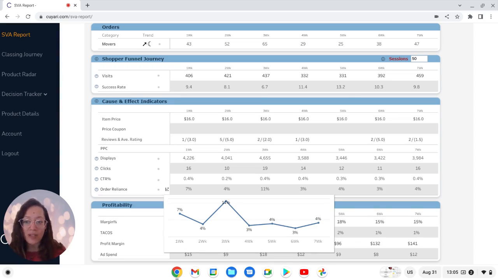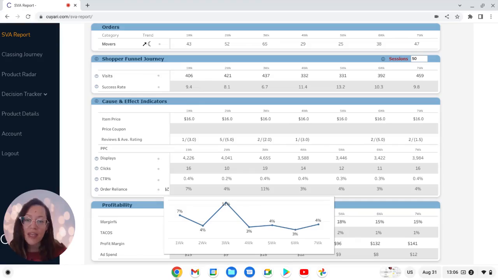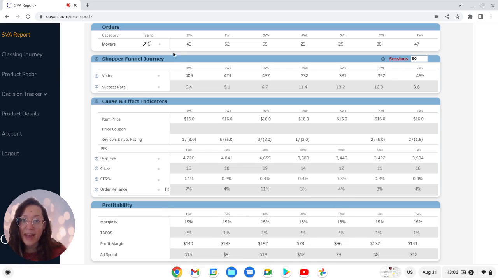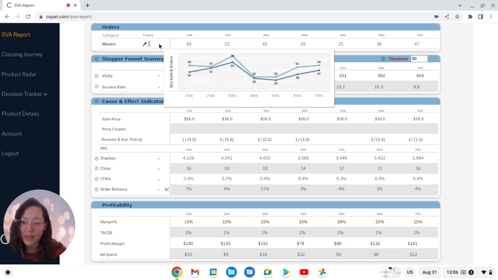Next, we see the order alliance. The order alliance shows the percentage of orders coming through PPC. This week, the order alliance was 7%, meaning that of the 43 orders this week, 3 of them came through PPC.